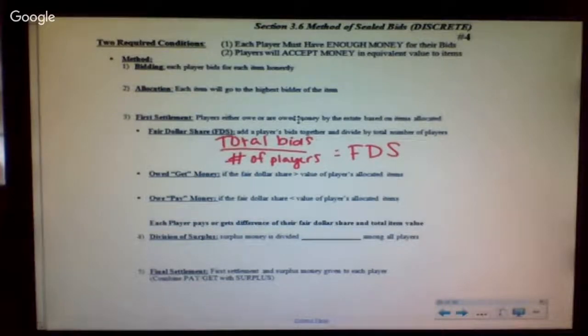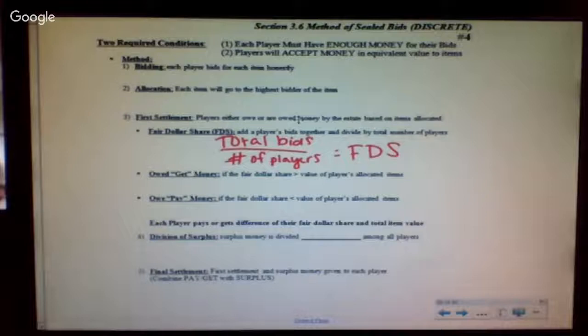The player is owed money. They should get money if their fair dollar share is not enough. So, in other words, if you get an item that's worth 20, but your fair dollar share is 40, you should get that difference. So you should get an extra $20 to replace that 20 you didn't get.